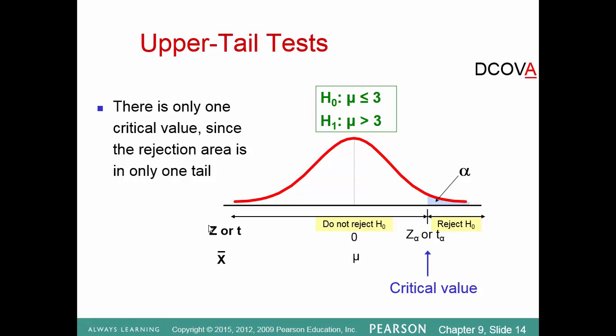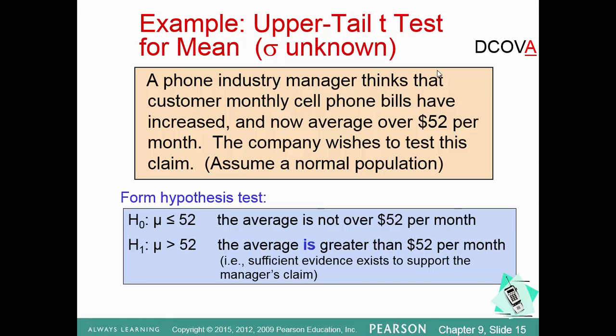Similarly, here's an upper tailed test. If the null hypothesis is that the population mean is less than or equal to some value, we can only reject if we have strong evidence that the mean is actually greater than, and that comes up here in the upper tail. So again, we only have one critical value.